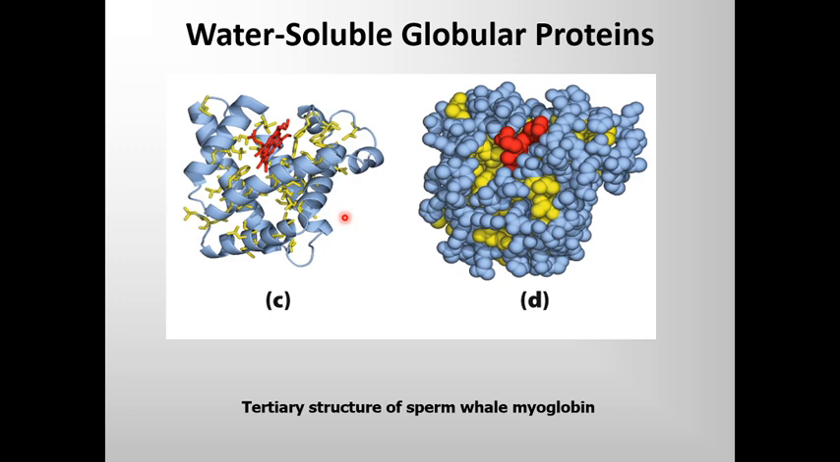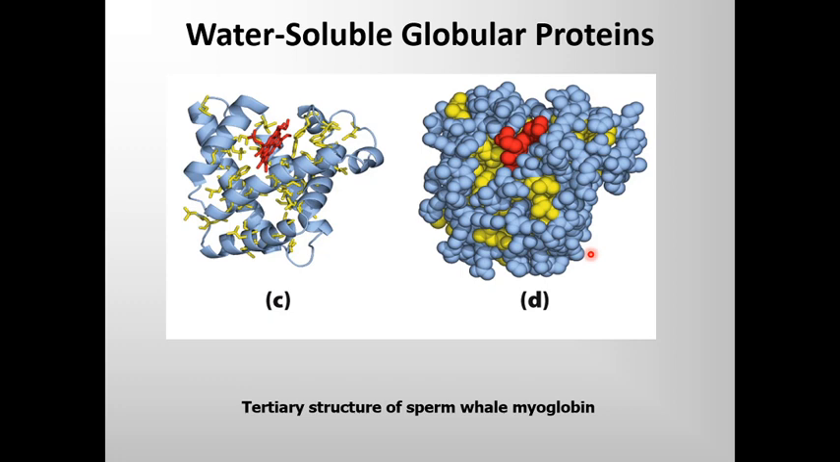Remember, if it were to be a negatively charged side chain, it would be red in color, and if it were to be a positively charged side chain, it would be blue in color. And that color coding is also shown in the structural representation. Now, this is a space filling model. This is different from what we saw in the previous slide, which is a surface representation.